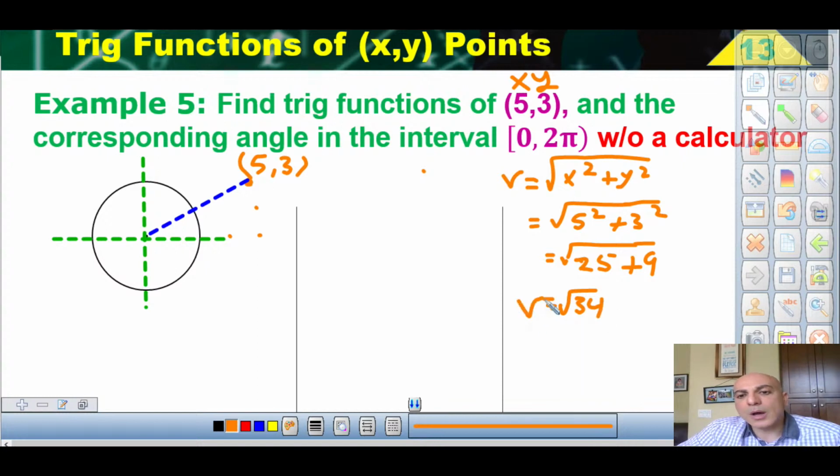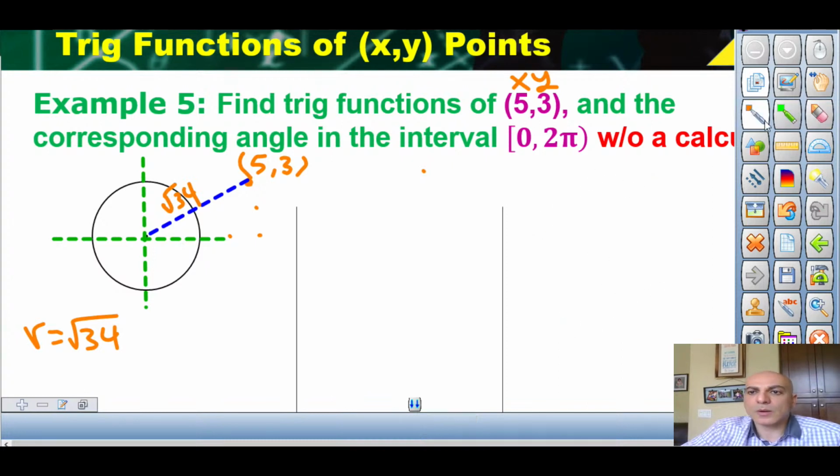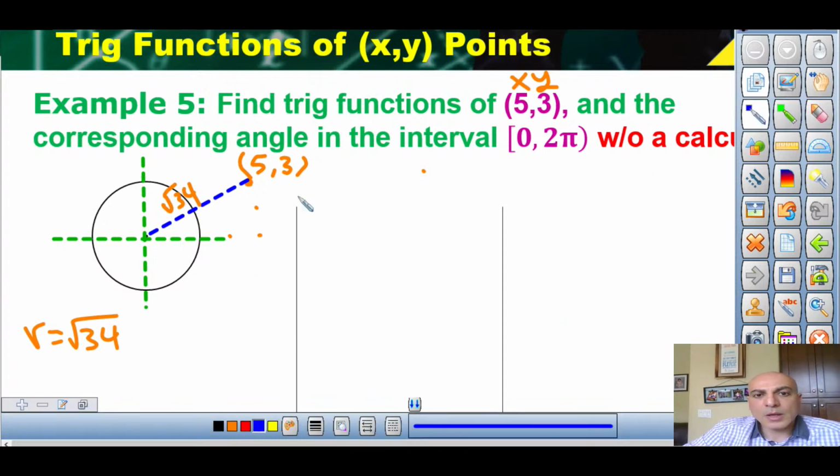So the square root of r equals the square root of 34. By the way, that's this distance here. This distance, square root of 34. That's the distance here, right? Once again, I'm just going to erase and then do the sine, cosine, and tangent. Okay? So let's go back here and do the cosine.